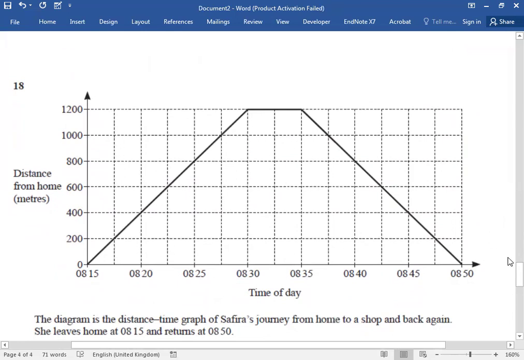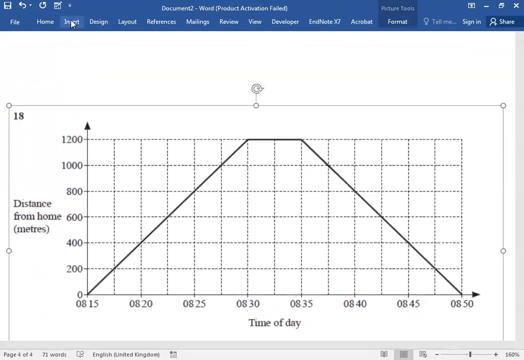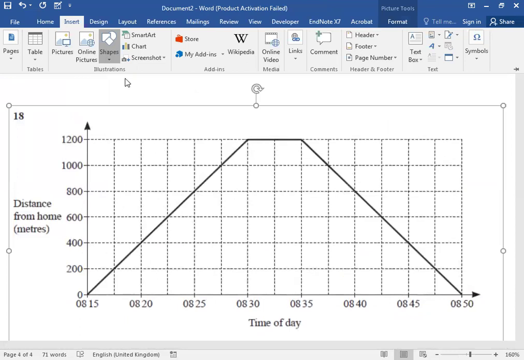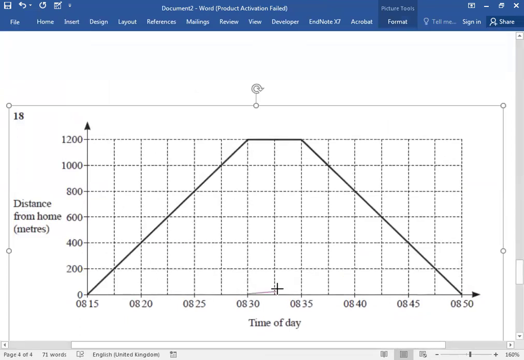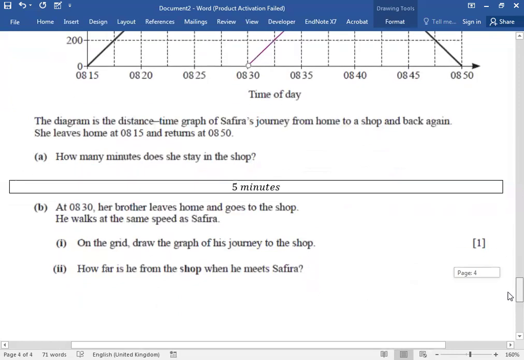At what time does he leave? वो leave कितने बजे करता है? 8:30 पे, right? So we'll say कि he leaves at 8:30, and then for one block, और उसी को हम extend कर देंगे. So that is how he goes to the shop bus. Is this clear? Makes sense. Same speed पे तो same slope है.